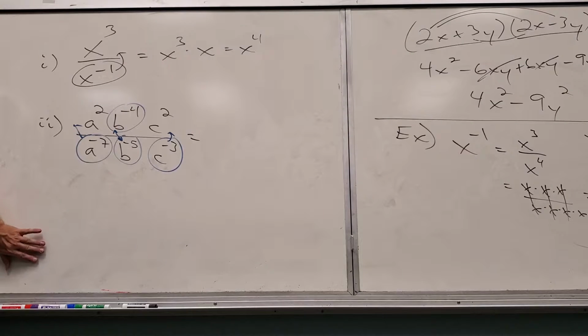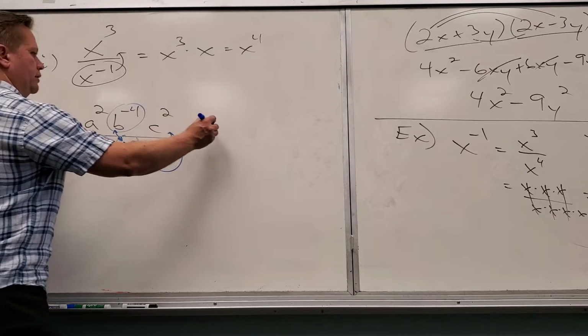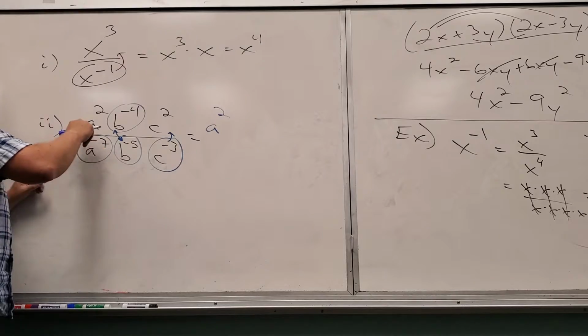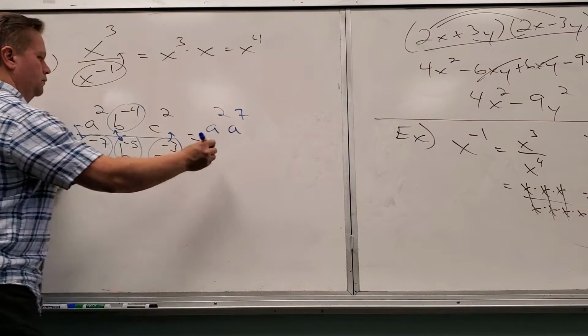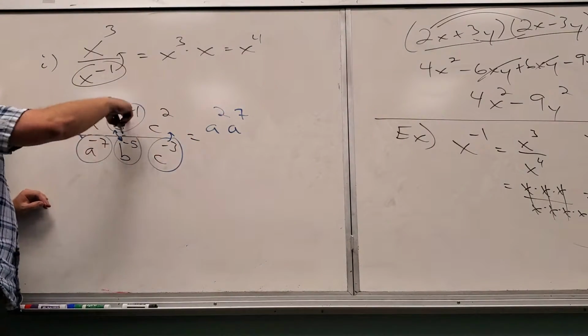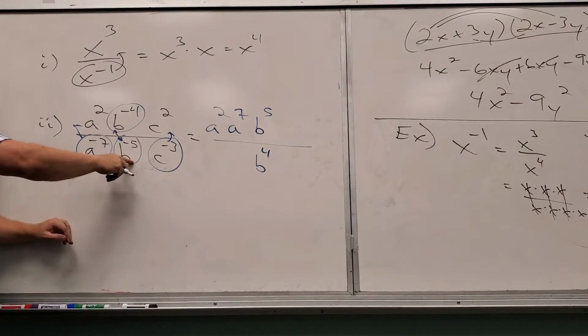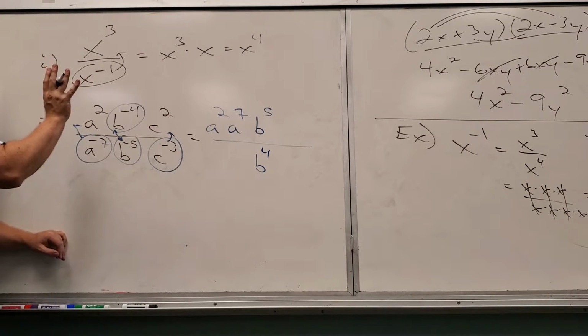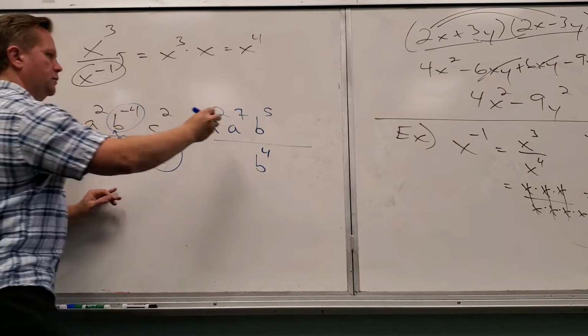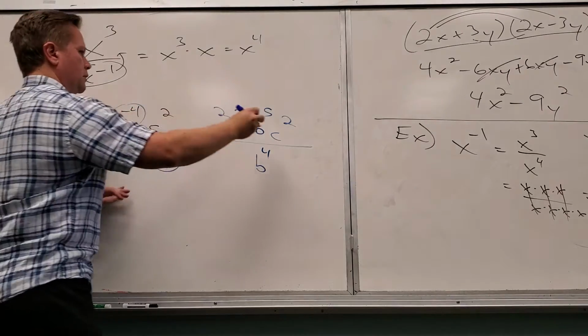Let me stop for a second. Negative power means flip. So if it's on the top, it wants to go down. If it's on the bottom, it wants to go up. That's all a negative power means is flip. So how do I rewrite that? The a squared is sitting there, the other 7 a's come up with it. The b's switch places, those 5 come up, and those 4 go down. Those c squareds stay, they like it up there. And then these 3 c's come up here.